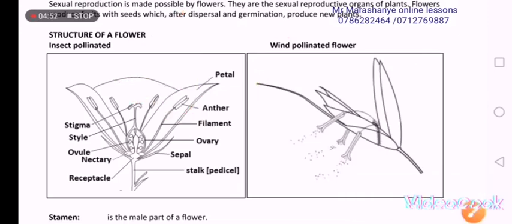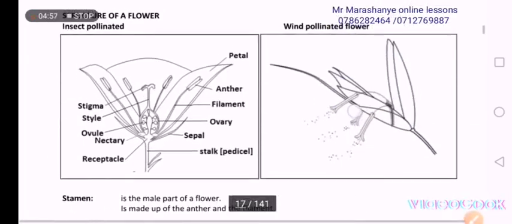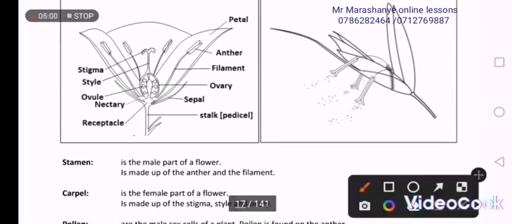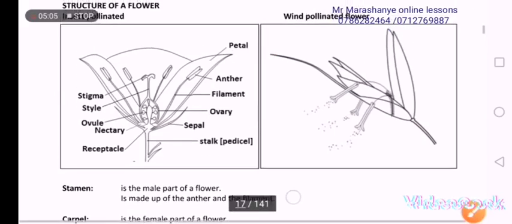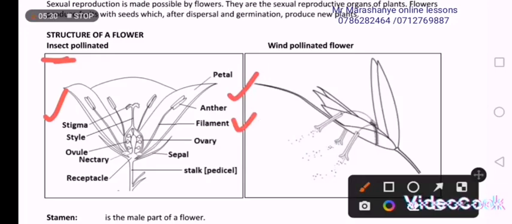Okay, so let me give you the functions of the parts of the flower. We have this petal. The petals of an insect pollinated flower are bright. What is the purpose of them being bright? So that they can attract insects. There is this stigma. The purpose of the stigma is to receive pollen grains. There is this anther. The purpose of the anther is to produce pollen grains. The filament is to support or hold the anther.